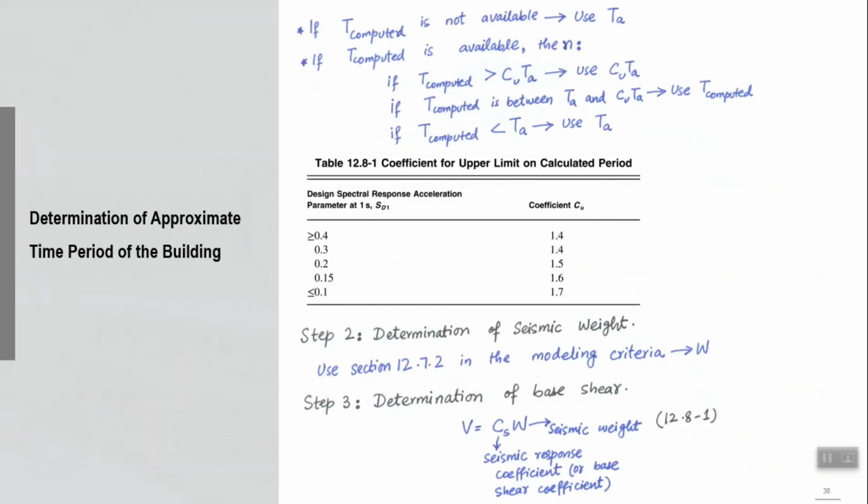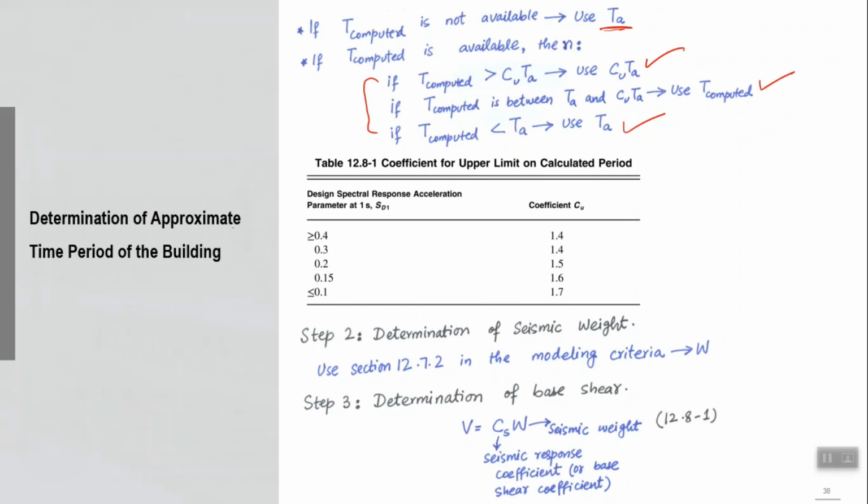So the first case is, if the modal analysis time period is not available, then you don't have any option but to use the code formula to calculate TA. If it is available, then you have further 3 cases. So sometimes in one case you use the upper limit, in one case you use the modal analysis, and in the other case you can use the TA.